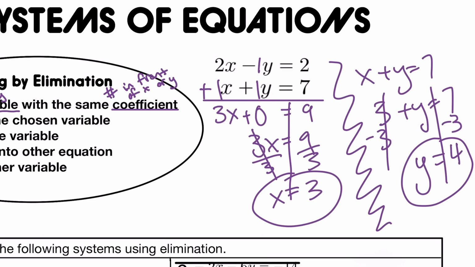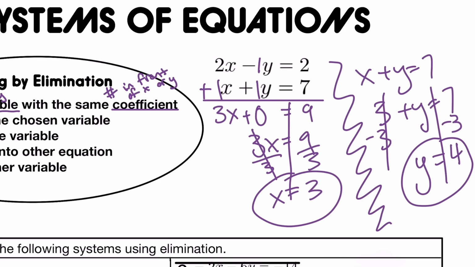So x equals 3 and y equals 4. These are going to be your answers. Remember, you do need both. You need both to have a full answer. All right. That is our example for that one.